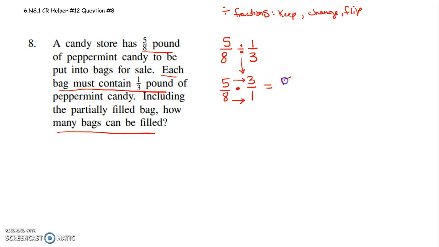5 times 3 is 15. 8 times 1 is 8. Then to figure out how many bags you can fill, you have to figure out how many times 8 goes into 15. Well, 8 goes into 15 once. 1 times 8 is 8. 15 minus 8 is 7. So it's 1 7/8. If you have 15/8, you have 1 7/8.